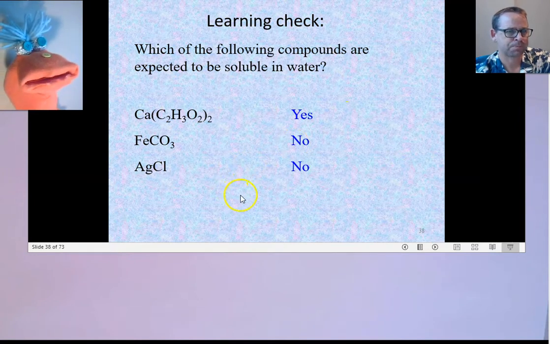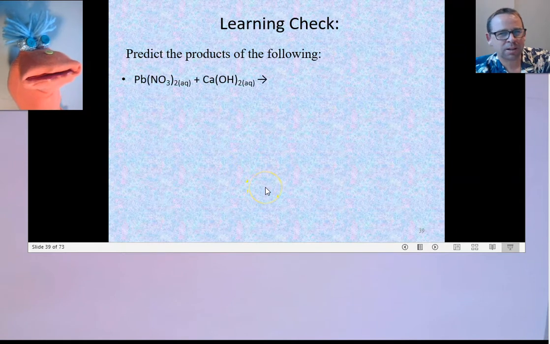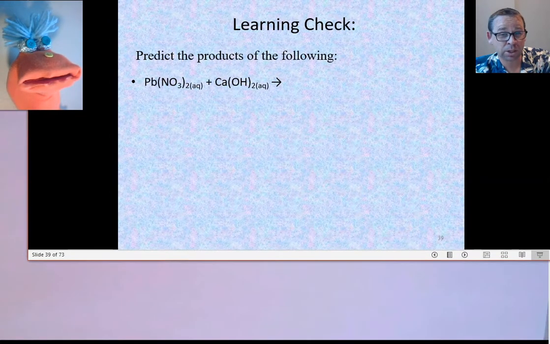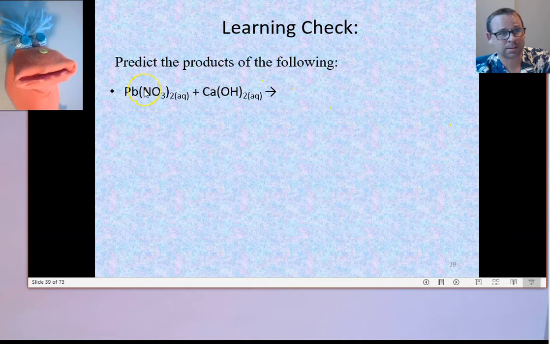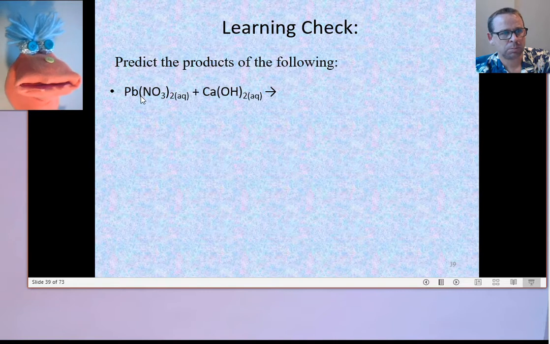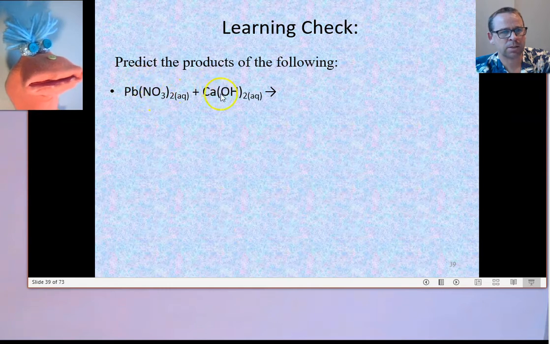Okay, very good. Now let's predict the products of this reaction here and see if we can identify whether an actual reaction occurs between these reactants. So what are our products going to be? Pb, that's lead, right? Yeah, lead and nitrate, calcium and hydroxide. So lead hydroxide and calcium nitrate.